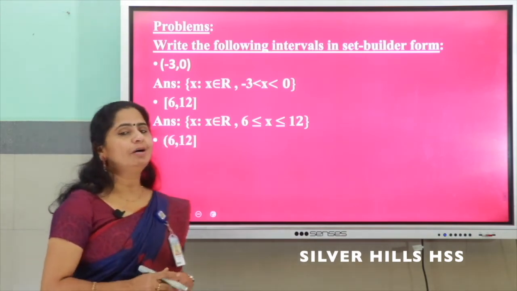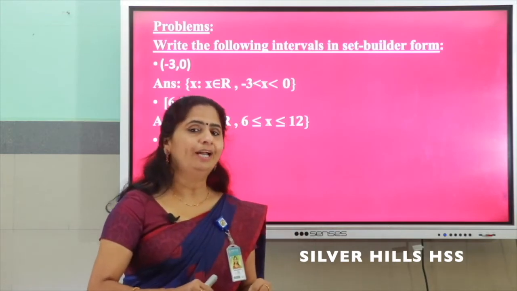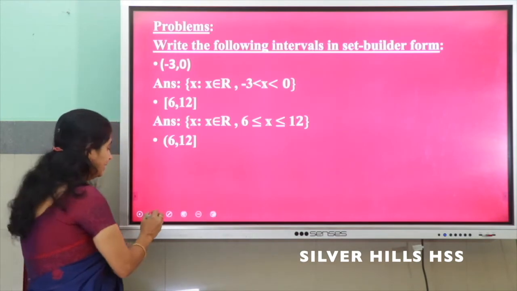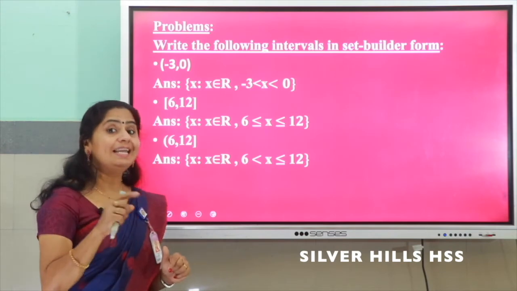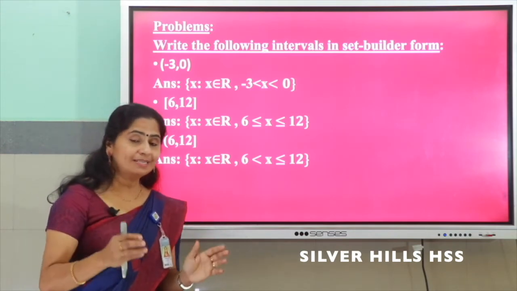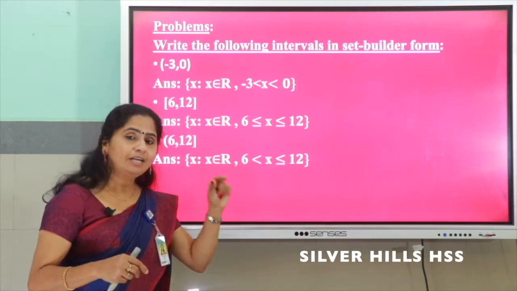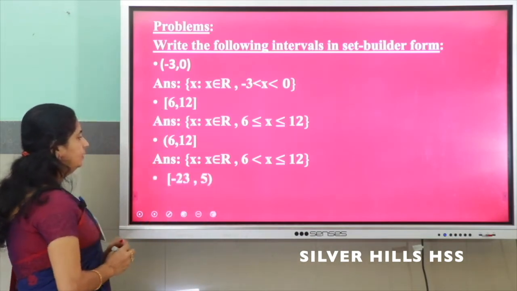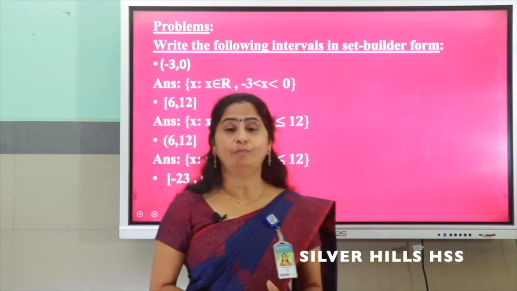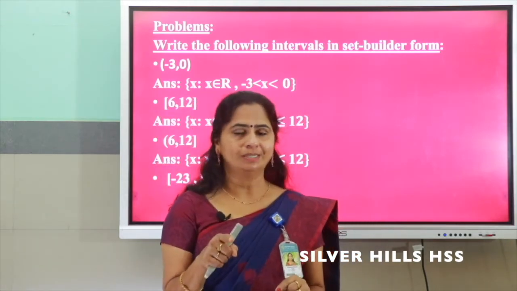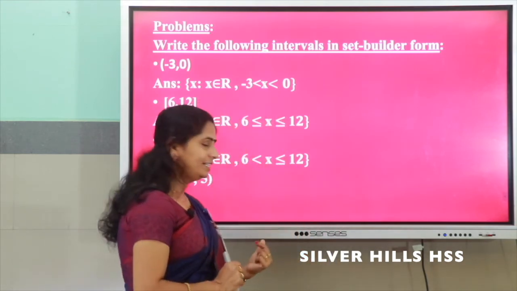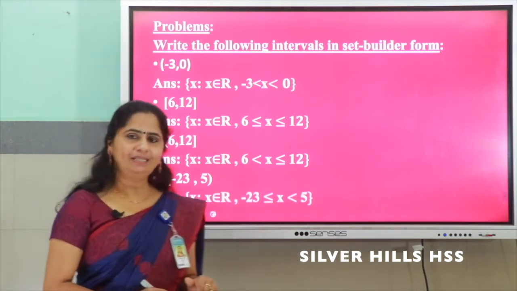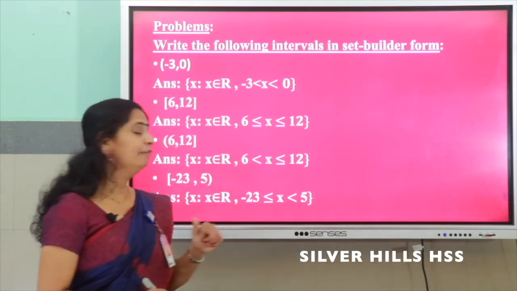Next, open 6 comma closed 12, which means what? 6 is not included, 12 is included. So how can we write this interval as set of all x such that x belongs to R and 6 less than x less than or equal to 12. So x can take all the values between 6 and 12, but it cannot take 6, but it can take the value 12. Next is closed minus 23 comma 5 open. That is, minus 23 is included, but 5 is not included. So we write it as set of all x such that x belongs to R and minus 23 less than or equal to x less than 5.